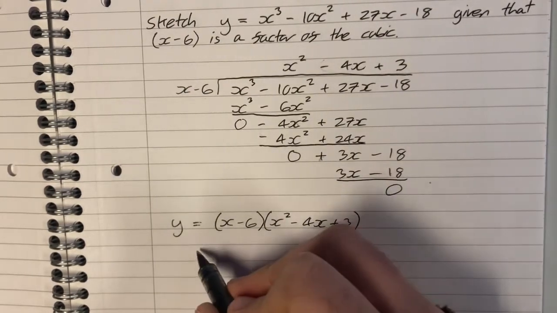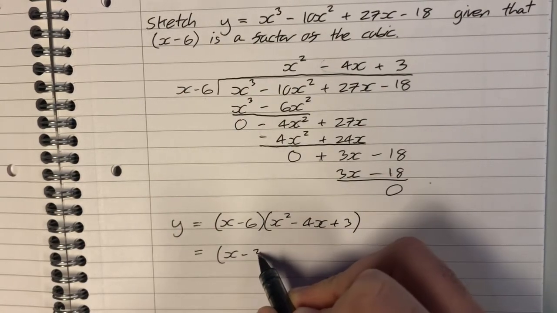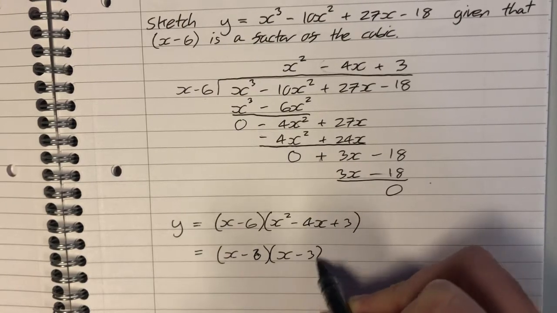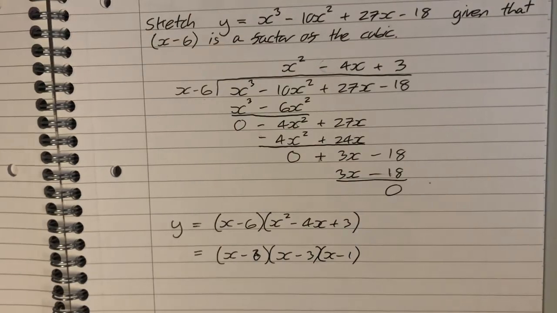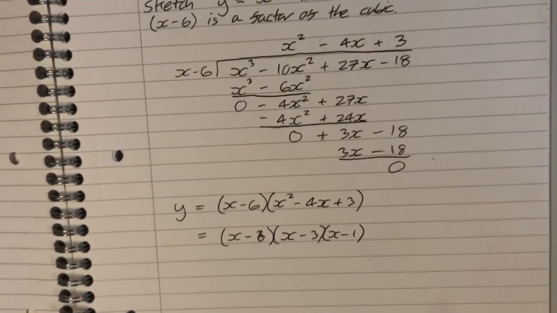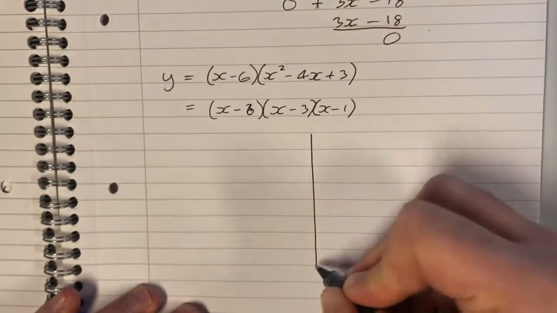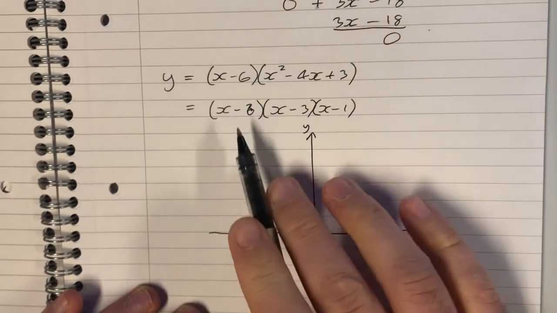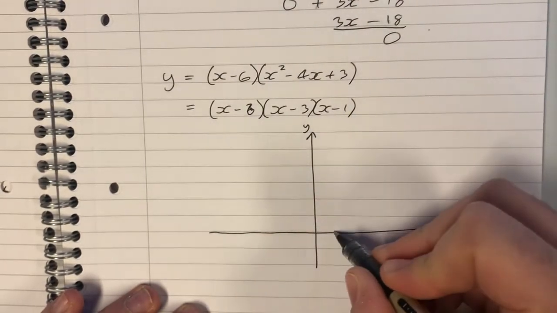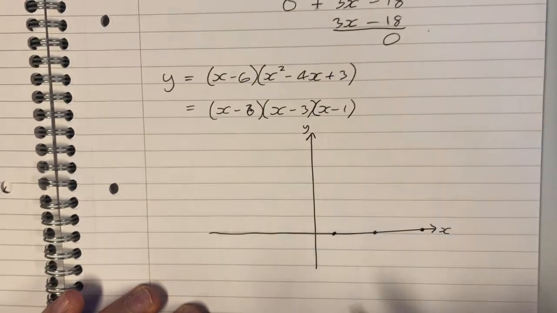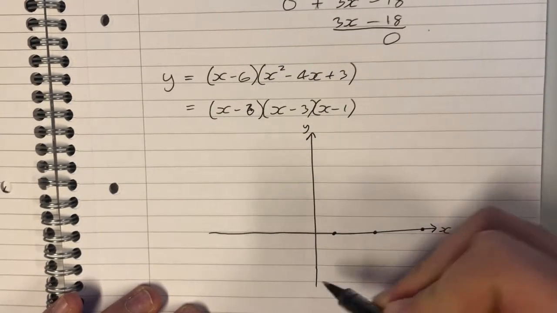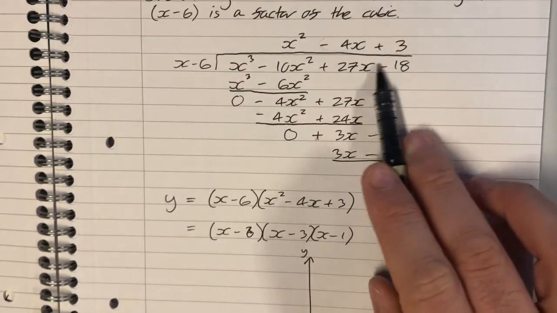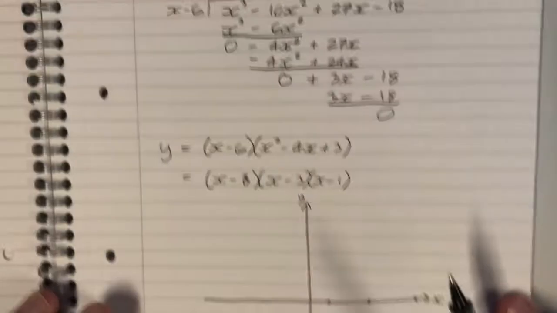And then again, I can factorise the quadratic by whatever method you choose. Oops, that should be 6. In this case, it's going to be a minus 3 and a minus 1. And that allows me then to very quickly sketch my cubic curve. Again, just draw a set of axes, x-axis, y-axis. I'm going to have roots at positive 6, positive 3, and positive 1. Because those are the three x values that make y 0. It's going to cross my y-axis at minus 18. And we can see that from the constant term at the end of the expanded cubic.